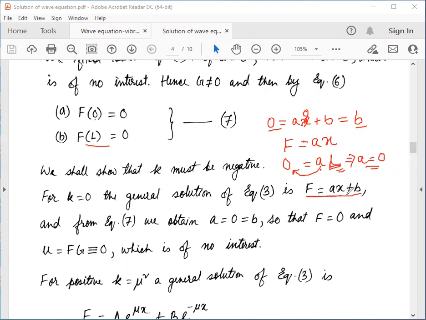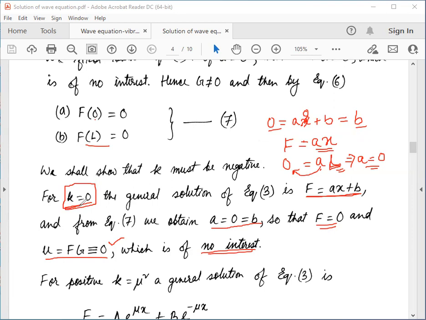So if k is equal to 0, the solution is this. And if we use the boundary conditions, we get a equal to 0, b equal to 0. That means f should be equal to 0. And if f is equal to 0, that means u should be equal to 0 for all values of t. And which is also of no interest, because if u is equal to 0 for all values of x and t, that means the string is at rest. The string is not vibrating. And this is of no interest. So k equal to 0, we are not interested in this particular case.